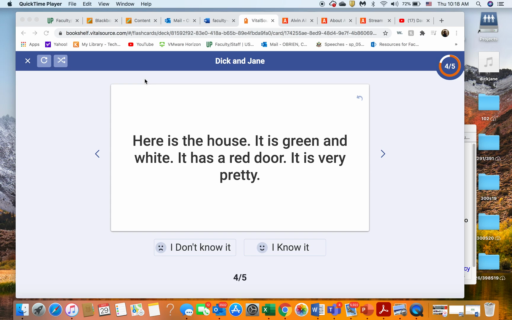So, to start right out, you might recognize this set of sentences. Here is the house. It is green and white. It has a red door. It is very pretty. This is the description of the house that Dick and Jane live in.